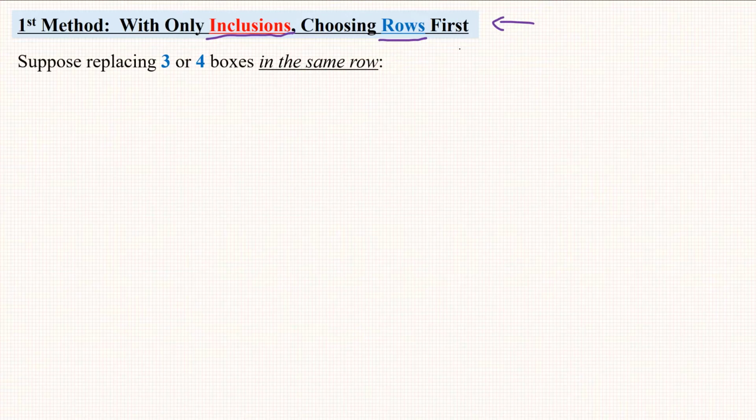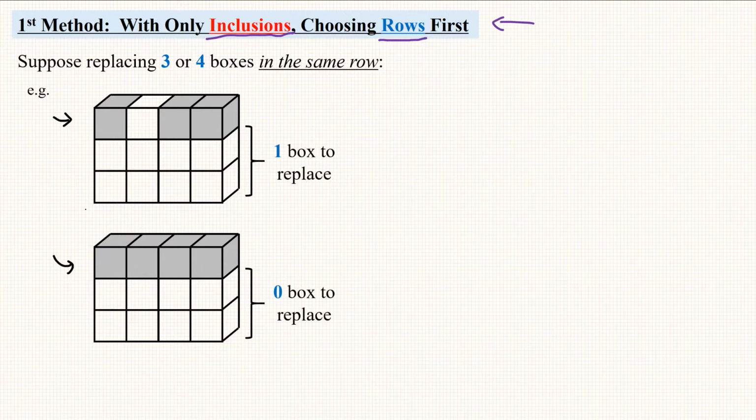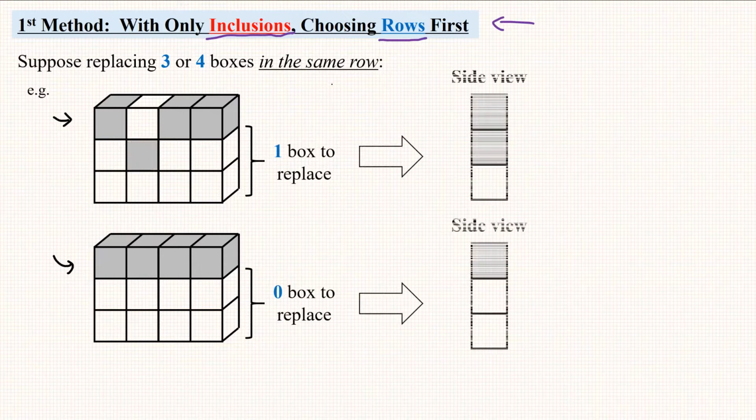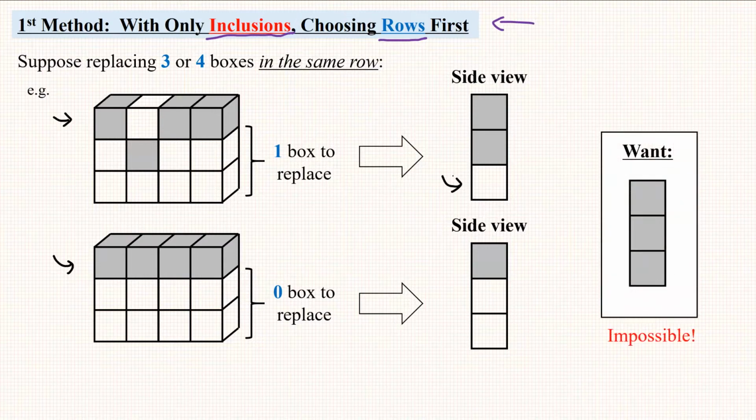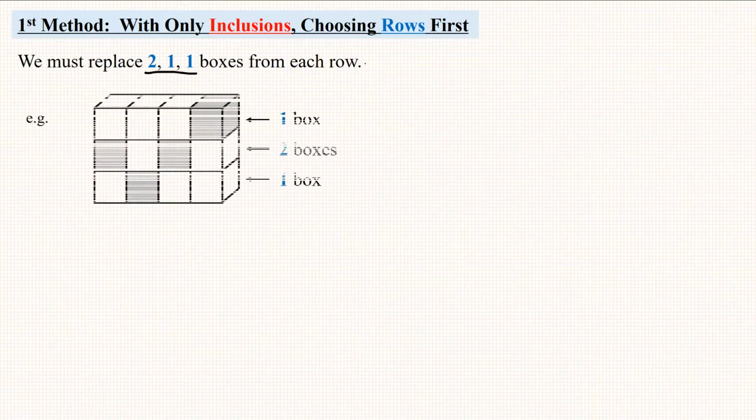Suppose that we replace 3 or 4 boxes with black ones in the same row. For example, like these. Here we replaced 3 boxes with black ones in the first row, and here we replaced all 4 boxes in the first row. Then the number of remaining boxes that can be replaced in the other 2 rows is either 1 or 0. So if we replace them, you can notice that there exists at least 1 row without any black boxes. This makes our desired side view impossible. Therefore, the numbers of boxes replaced in individual rows must be 2, 1, 1, like this.